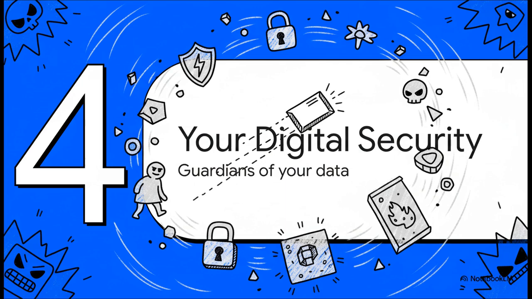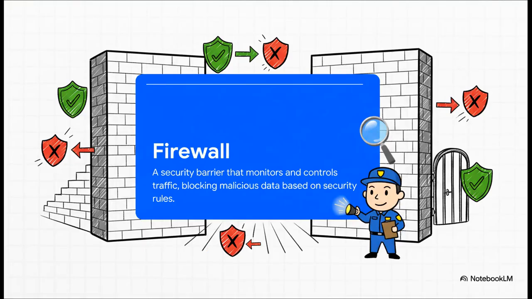How on earth does it stay safe? Well, it doesn't travel alone. It has a whole digital security team working around the clock to protect it from all sorts of threats along the way. First up is the firewall. You can think of it like a security guard standing at the front door of your network. It inspects every piece of traffic trying to come in or go out, and it checks everything against a set of security rules. If anything looks suspicious or just isn't on the approved list, it gets blocked. It's your first line of defense against attacks.